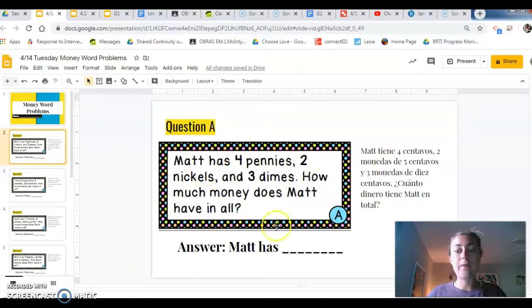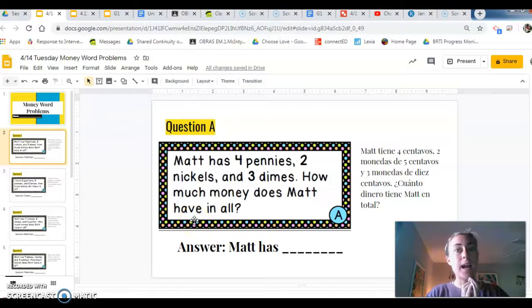For question A, I have the question right here, and then I have it in Spanish right here in case your family needs it. So let's read question A together. Matt has 4 pennies, 2 nickels, and 3 dimes. How much money does Matt have in all?